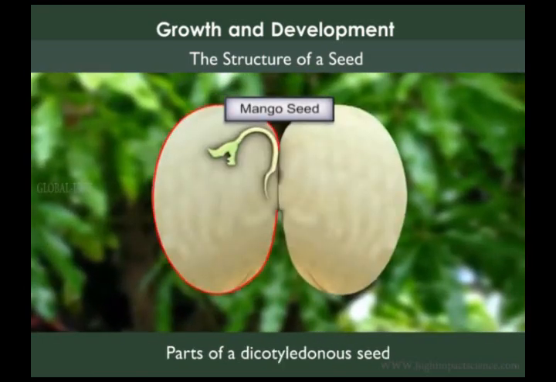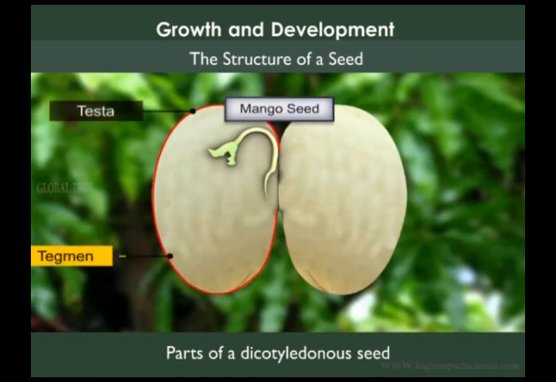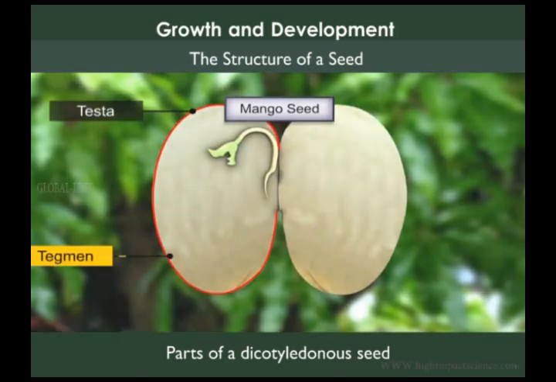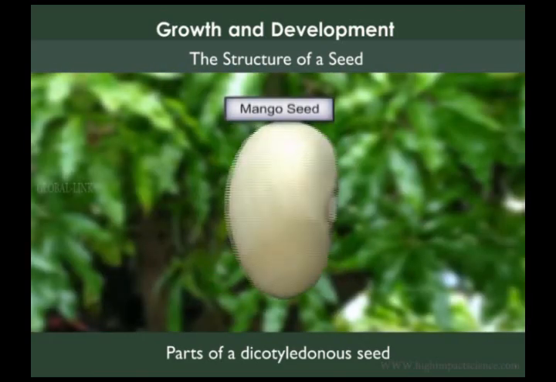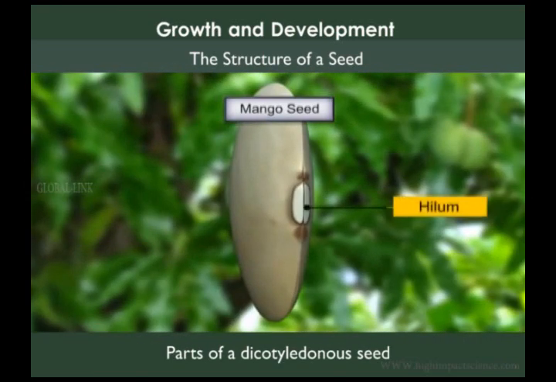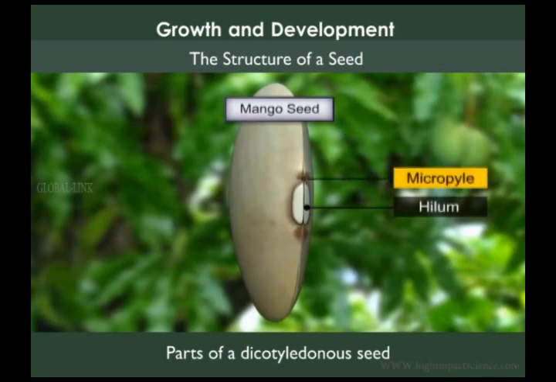In a dicotyledonous seed, the outermost covering is the seed coat, and it's made up of 2 layers, the outer testa and the inner tegmen. The seed also has a scar on its outer surface called the hilum, which was the point of attachment on the fruit. Above the hilum is the micropyle, a small hole in the outer coat of the seed. It is through the micropyle that a pollen tube entered the ovule.